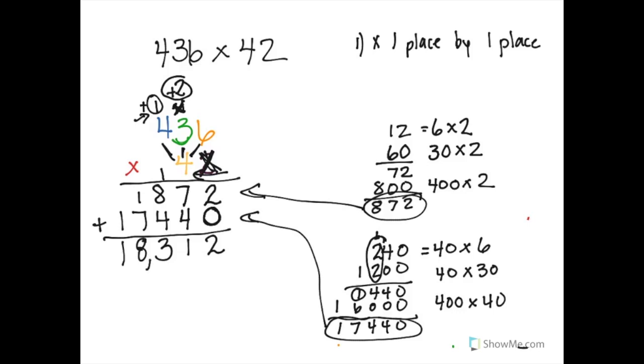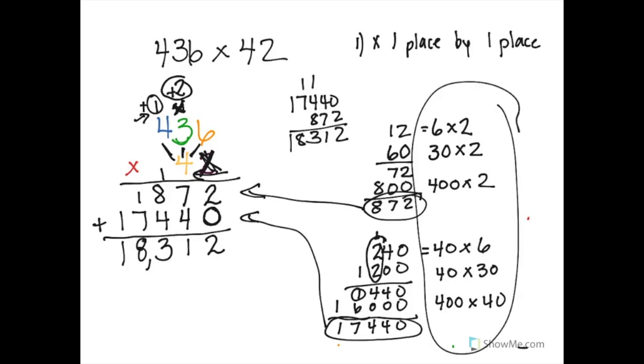And my answer is 18,312. If I add these two together, I would get the same exact answer. So that is how really you're doing partial products, but you're doing it in a standard form.